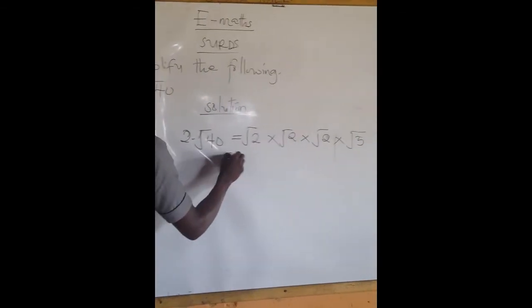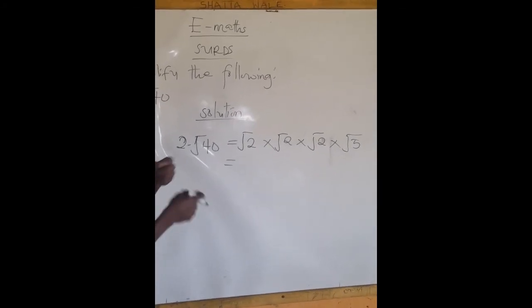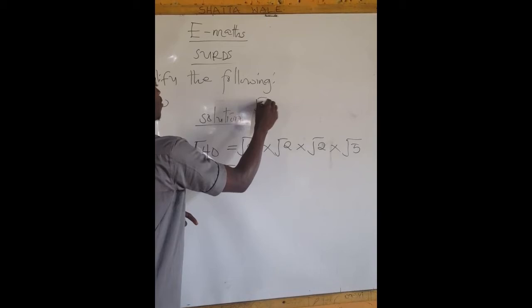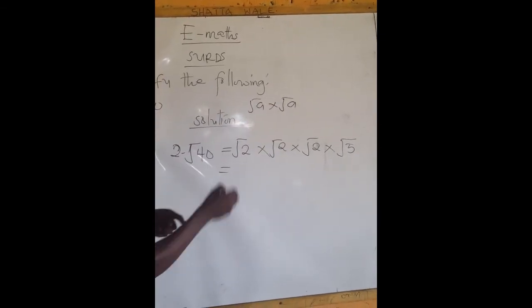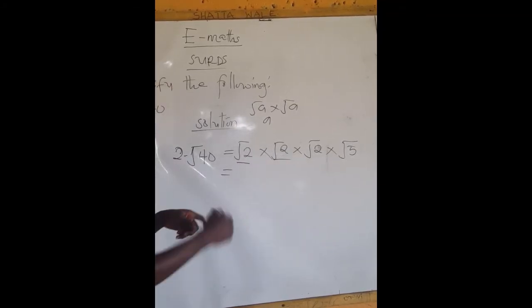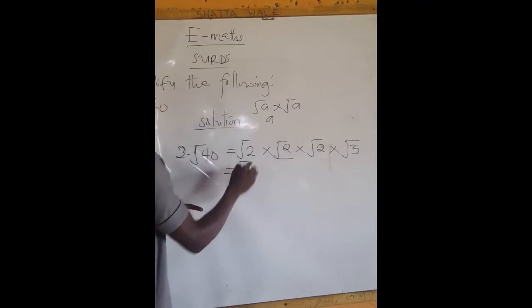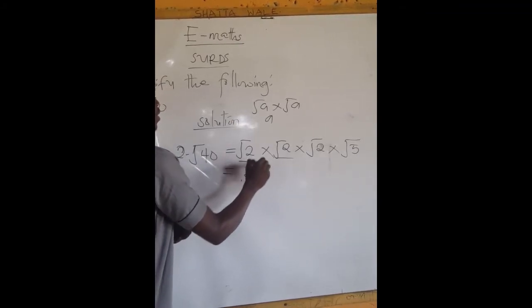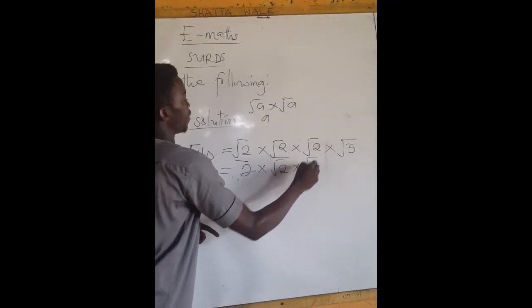Okay. So by the first law, which says root A multiplying root A will give us A, here we have root 2 multiplying root 2. So it means root 2 times root 2 gives us 2, times root 5.